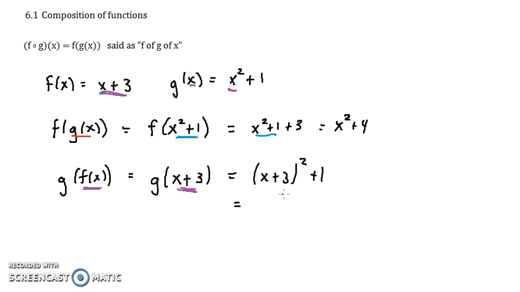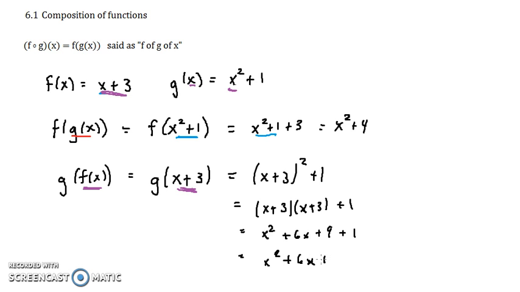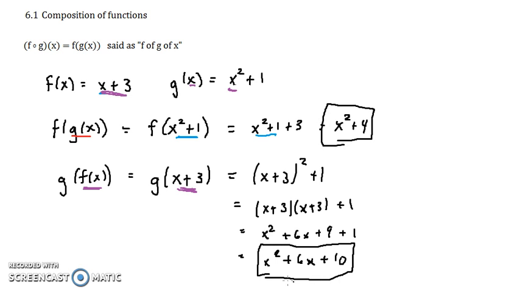And then we just want to neaten this up a little bit, so remember we FOIL this out. We do not distribute an exponent. So we're going to get x squared plus 6x plus 9 when we FOIL that out, plus 1. So we get x squared plus 6x plus 10 for our final answer. Okay, so there's f of g, and there's g of f. So those are our two answers.